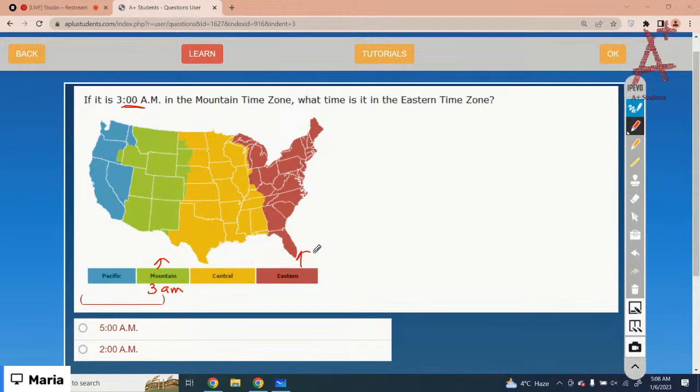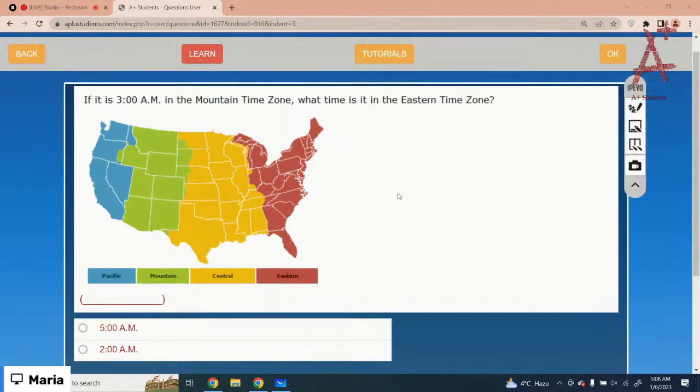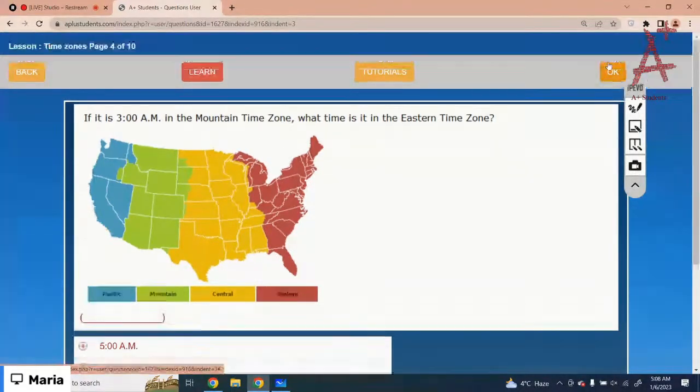So Eastern time zone is 2 hours ahead. Got it? So it would be then 3 plus 2 is 5 a.m. Got it? The correct option is 5 a.m. So just select the correct option.